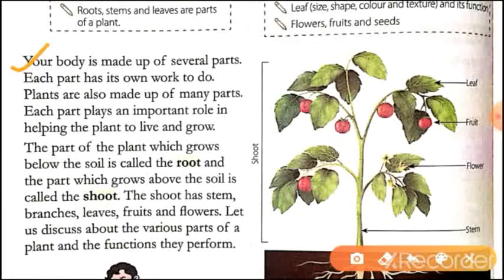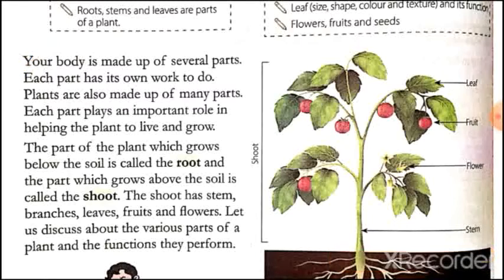Your body is made up of several parts. Each part has its own work to do. Plants are also made up of many parts. Each part plays an important role in helping the plant to live and grow. So like we humans have different body parts, right? And these body parts help us to live properly. Same goes with the plants also. They have different parts in them and these parts help the plant to live and grow.